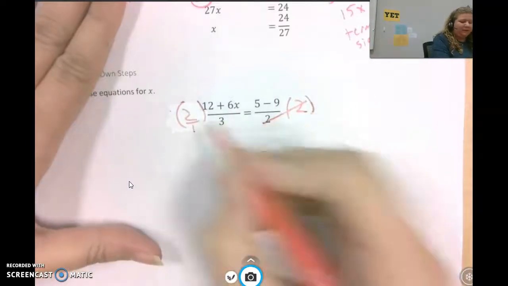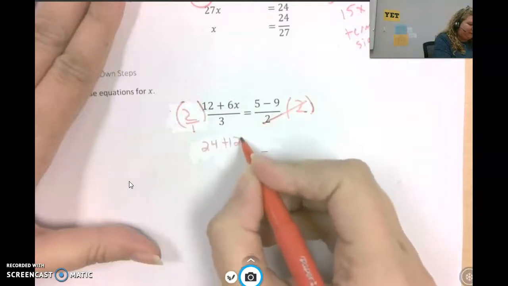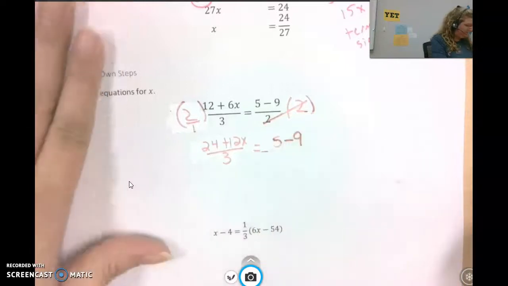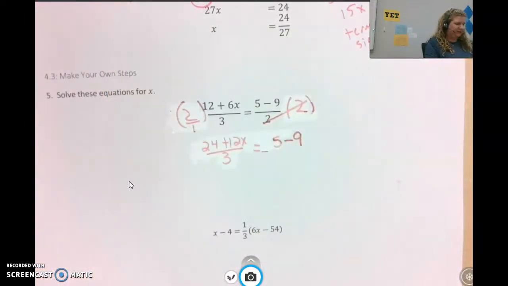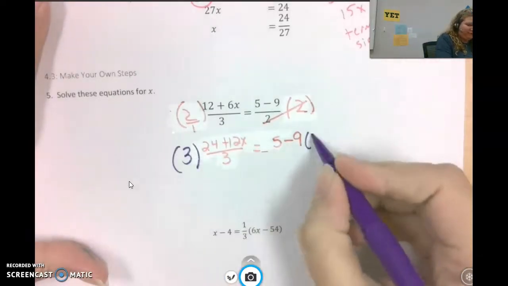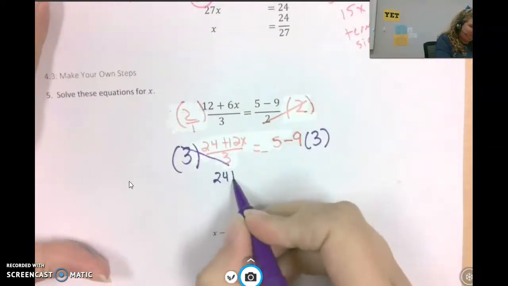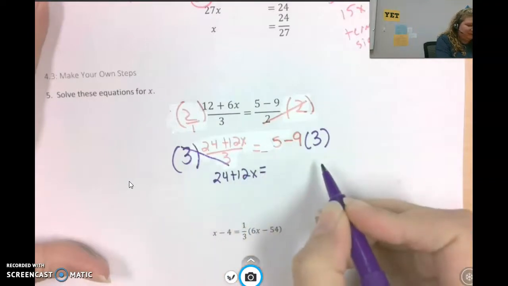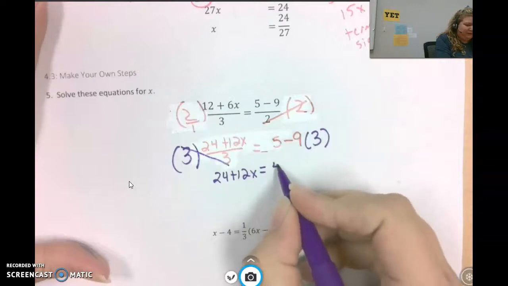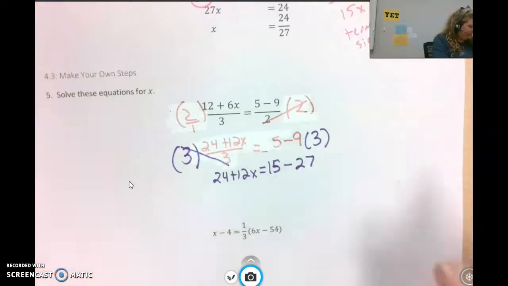So 2 is 2 over 1. We know that. And I get 24 plus 12x over 3 equals 5 minus 9. Okay, getting closer to no denominators. So now if I multiply each side by 3, that's going to eliminate this denominator, leaving me with 24 plus 12x equals 3 times 5 is 15. 3 times 9 is 27.